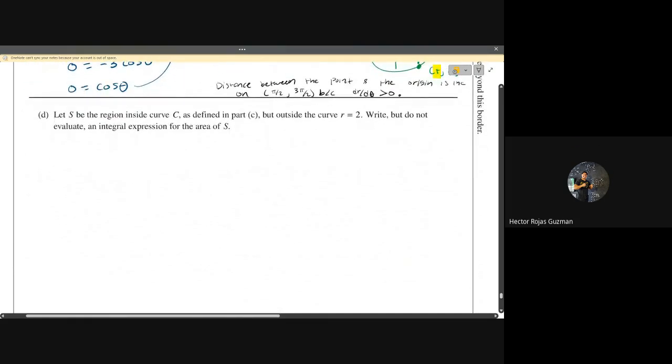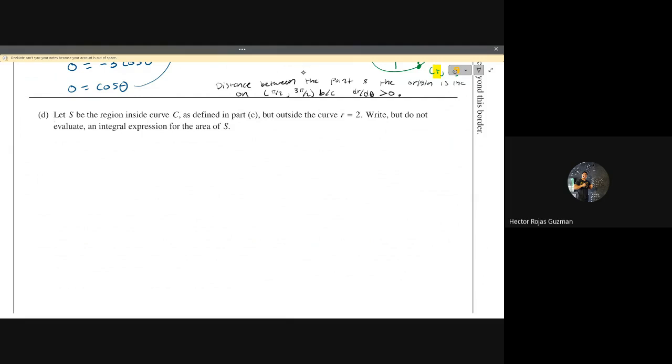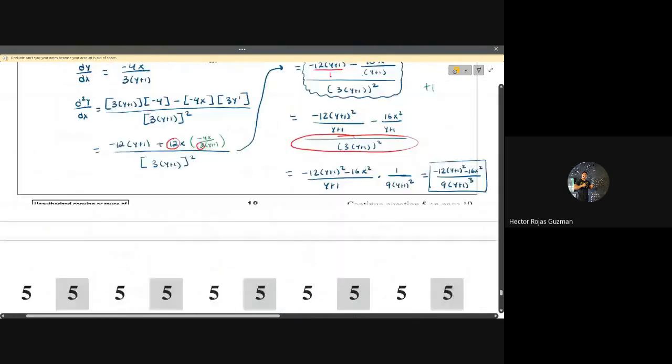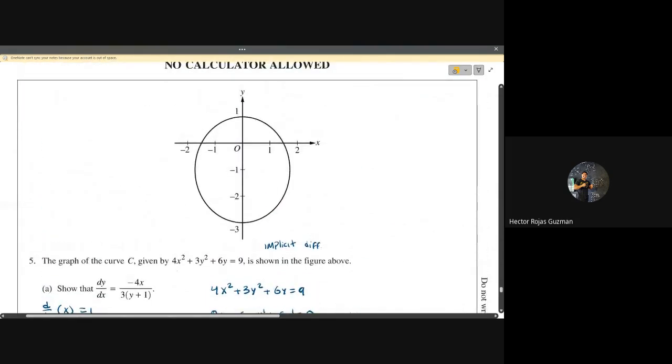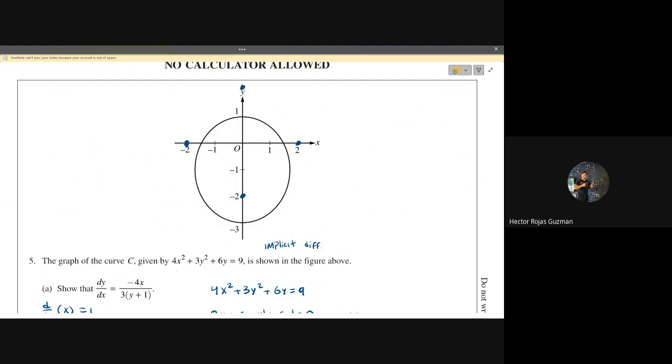Part D. Let S be the region in the curve C as defined in part C, but outside of the curve R equals 2. You know what? Let's go back to the original picture and let's draw it. Let's draw the curve R equals 2. That's just going to be a circle with radius 2. So 2, 2, 2, 2.